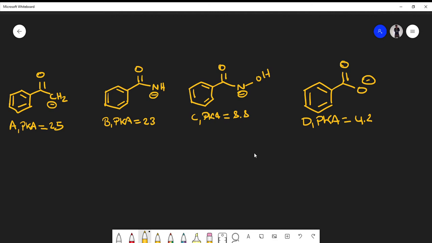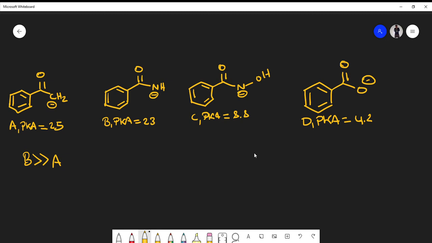So just based off the pKa, we know that structure D is the strongest acid because, again, we know the trend: the lower the pKa, the stronger the acid. But we want to break this down. So in other words, why structure B? Structure B is actually a stronger acid than structure A. We could agree on that. But why?